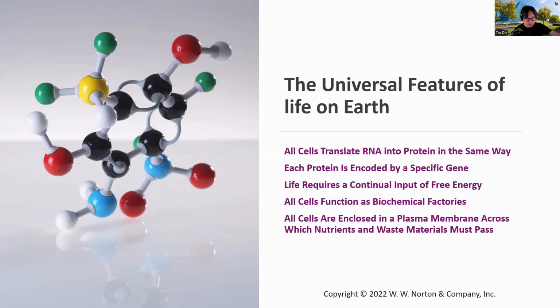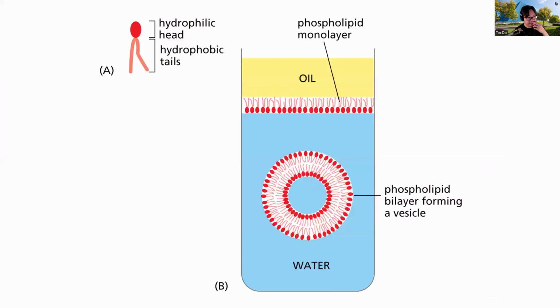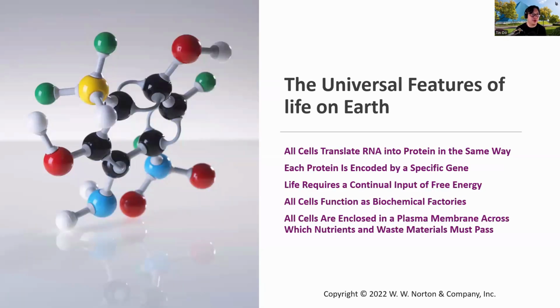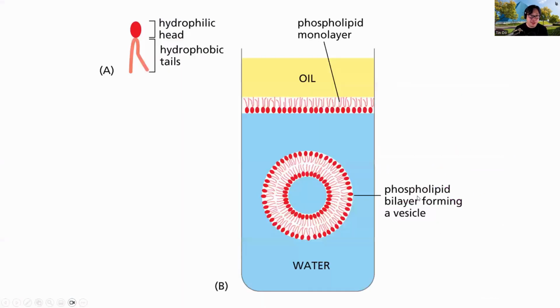So again, I already talked about this: biochemical factories, continued input of energy, and all cells are enclosed in a plasma membrane across which nutrients and waste material must pass. So for our particular cell, we form a lipid bilayer, where we have a layer of squishiness, aka fats, phospholipids. And you can see in this imagery right here that you have a lipid, a phospholipid more specifically.